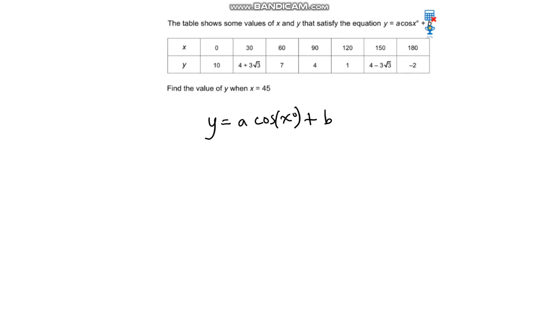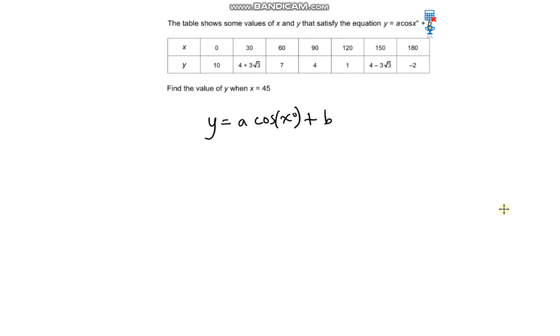The table shows some values of x and y that satisfy the equation y equals a times the cosine of x plus b. So this is our equation here, and here we've got values for x and corresponding values for y. So when x equals 0, we pop 0 in here and we get a y value of 10. And we want to know the value of y when x is 45. So when we put 45 in here, what is our corresponding value for y?